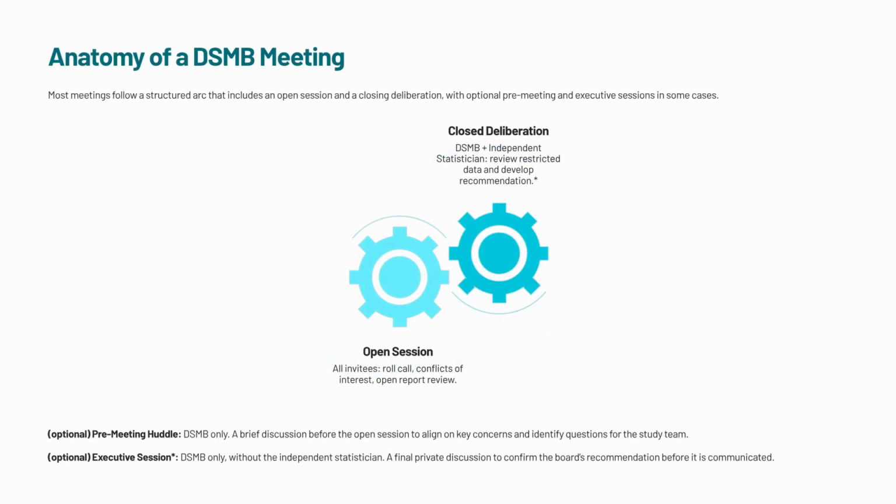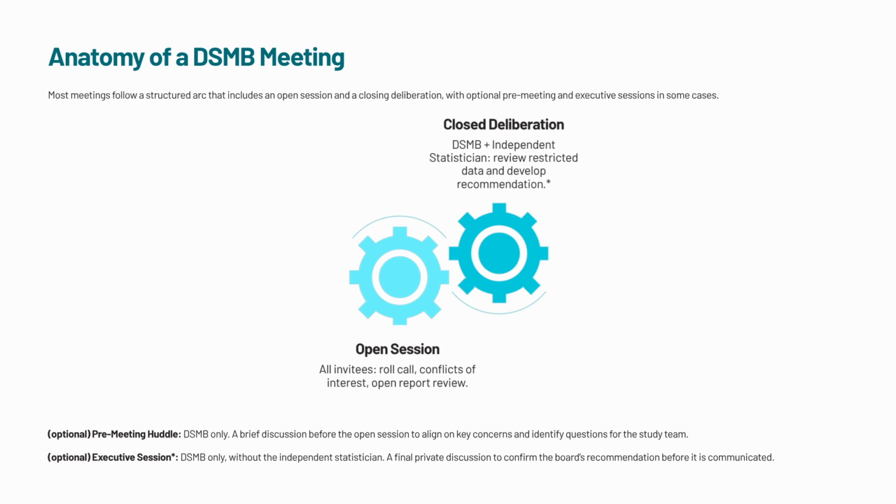Once the purpose of the meeting is clear, the next question is what the meeting actually looks like in practice. Most DSMB meetings follow a structured format built around two core sessions. They usually begin with an open session, where invited participants join for roll call, conflict of interest checks, and review of the open report. This is followed by a closed session, during which the DSMB reviews restricted material, interprets the findings, and develops its recommendation independently. This structure matters because it balances two goals: keeping the study team appropriately informed while protecting the board's independent judgment.